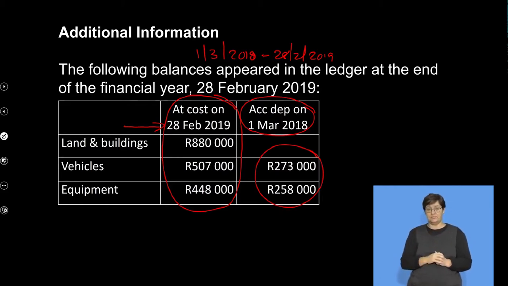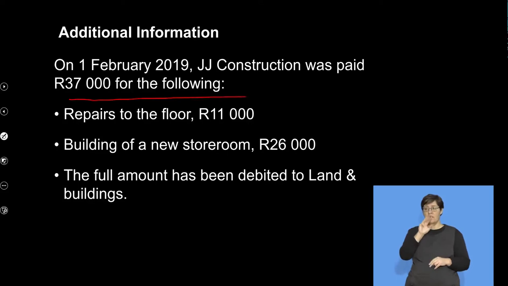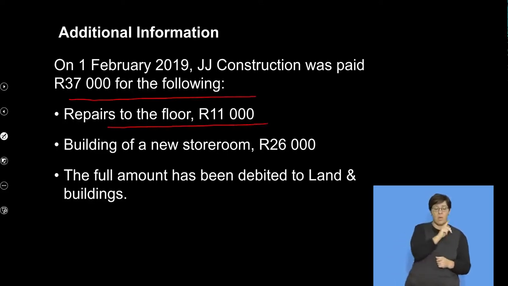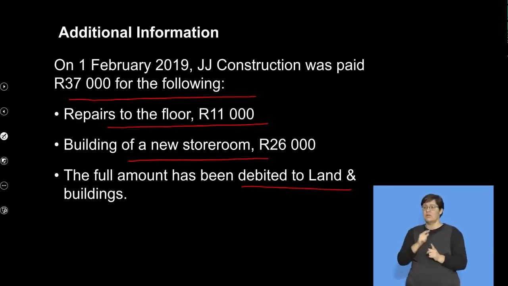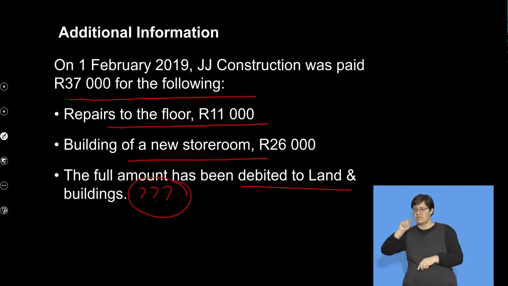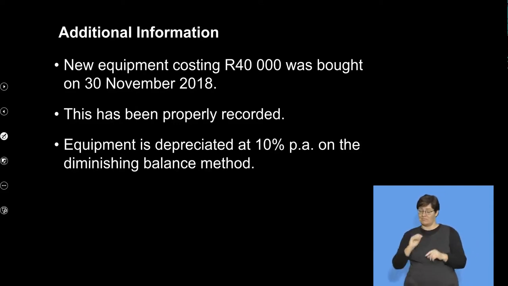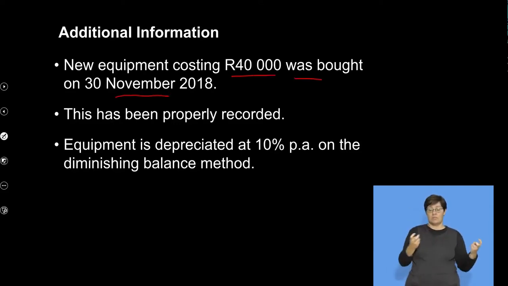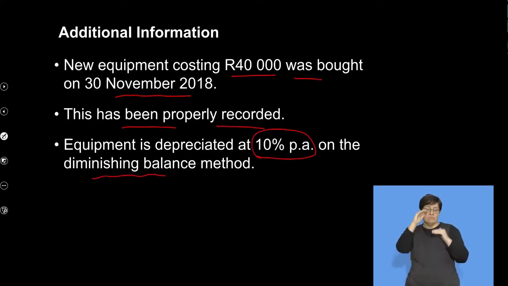Right, moving further, we are told on the 1st of February 2019, JJ Construction was paid 37,000 Rand for repairs to the floor and the building of a new storeroom. The total amount has been debited to land and buildings. Keep that in mind because obviously it's going to impact when I'm doing my calculation. New equipment costing 40,000 was bought on the 30th of November. This has been properly recorded. Equipment is depreciated at 10% per annum on the diminishing balance method.